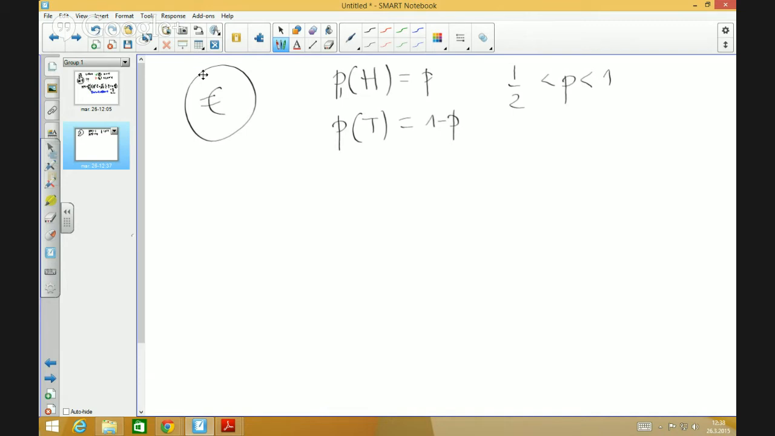So suppose I toss this coin twice and I get head, tail. What is the probability of this event? It has the same probability as tail, head, which is P times 1 minus P. So these two events have the same probability. So why don't we call this one head and we call this one tail?